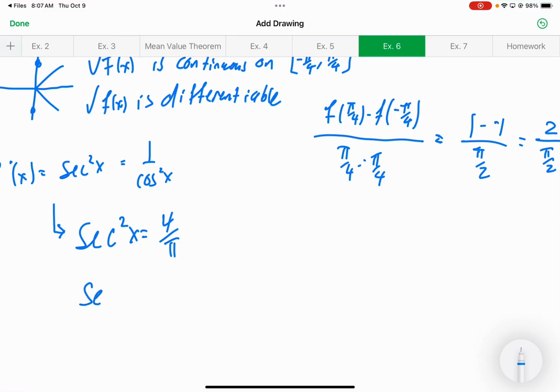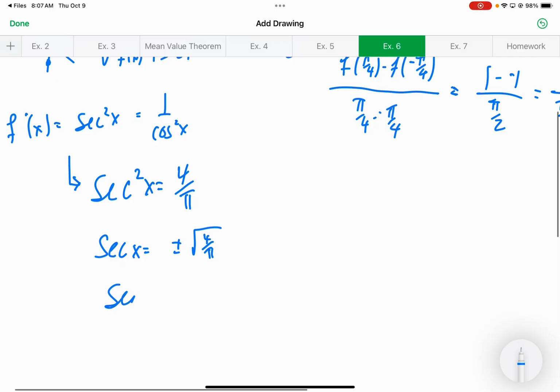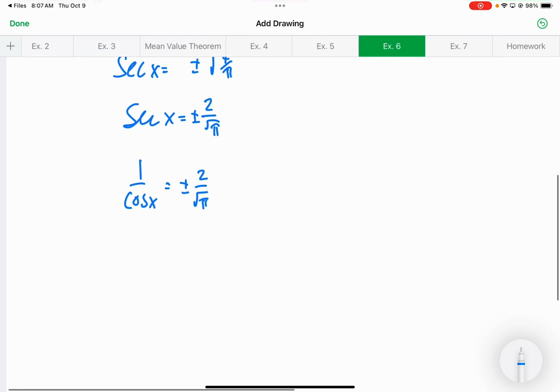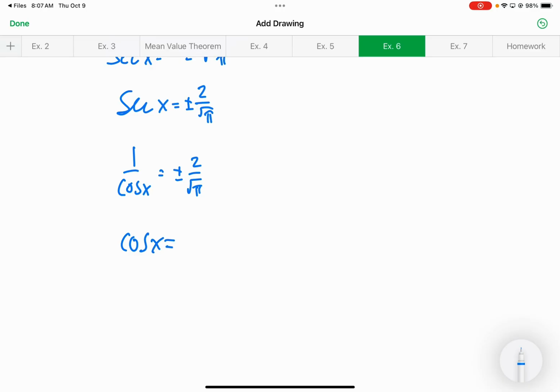All right, well, we've got to solve it. Take the square root. Secant x equals plus or minus square root of 4 over pi. Simplify this a little bit. Secant x equals 2 over square root of pi. Plus or minus is still there. Well, we can make a cosine and then flip our fraction, right? 1 over cosine equals plus or minus 2 over square root of pi. And then take the reciprocal. Cosine of x equals plus or minus square root of pi over 2.